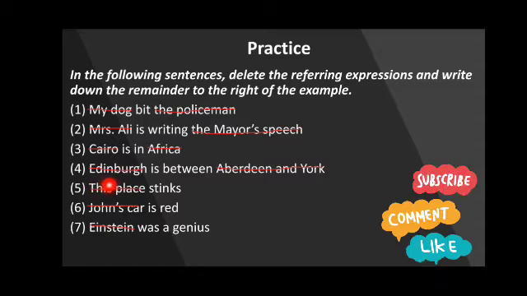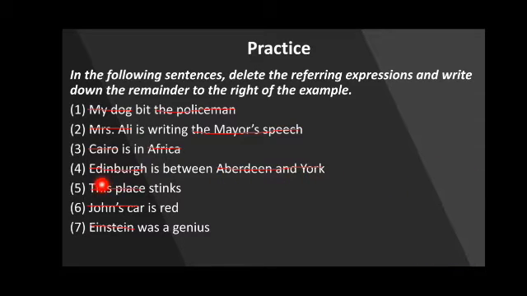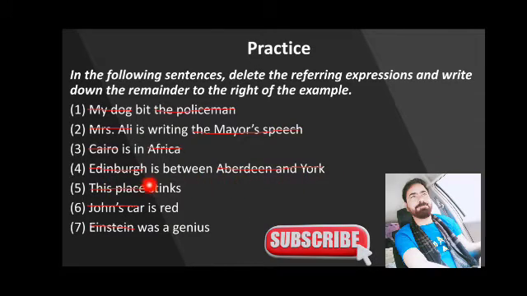Fourth, Edinburgh is between Aberdeen and York. So Aberdeen and York and Edinburgh are referring expressions, while is and between are not. Fifth, this place stinks. You can see this place is a referring expression, while stinks, it's a verb, it's not. You are supposed to write here stinks. And John's car is red. So John's car is a referring expression. And is red, they are not. So you are supposed to write here.